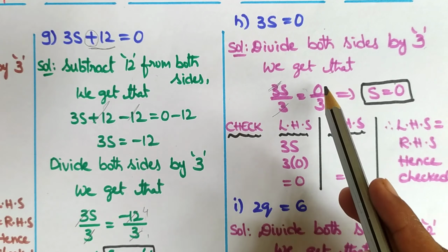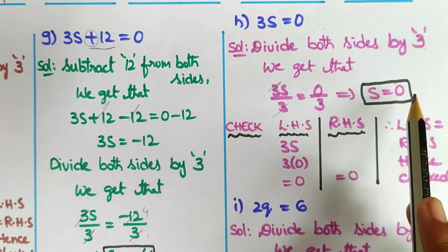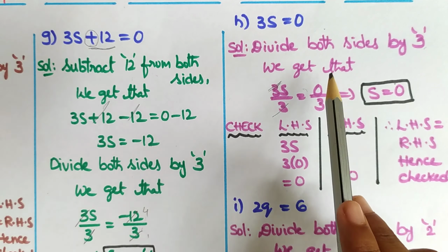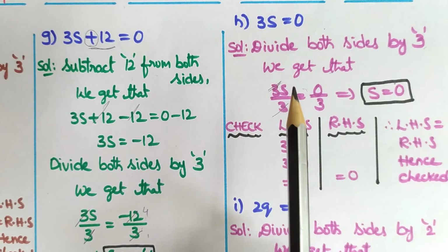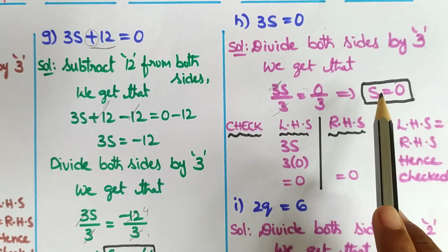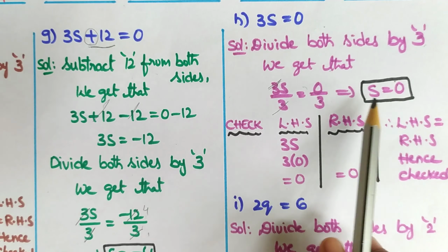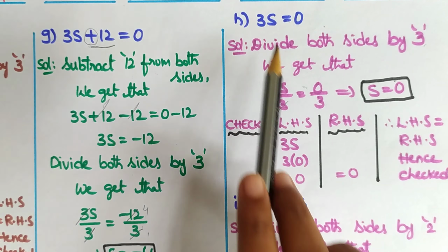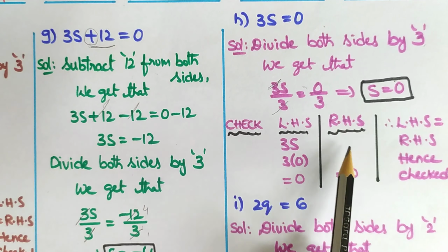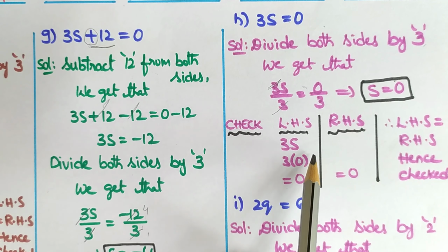3 by 0 again is not defined, and 0 by 3, 0 by any number is 0 and any number by 0 is not defined. Clear? So s equal to 0 by 3 is s equal to 0. Now let us check whether s equal to 0 or not. LHS is 3s, RHS is 0. LHS is 3 into s, where s equal to 0. So 3 into 0 is 0.